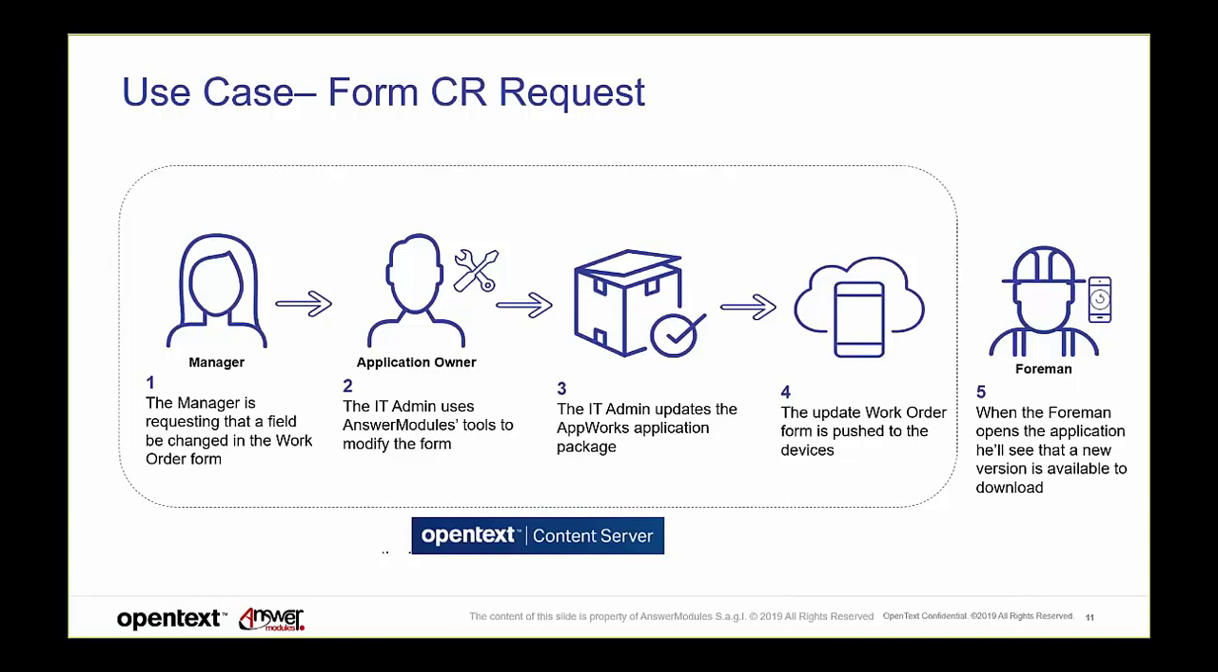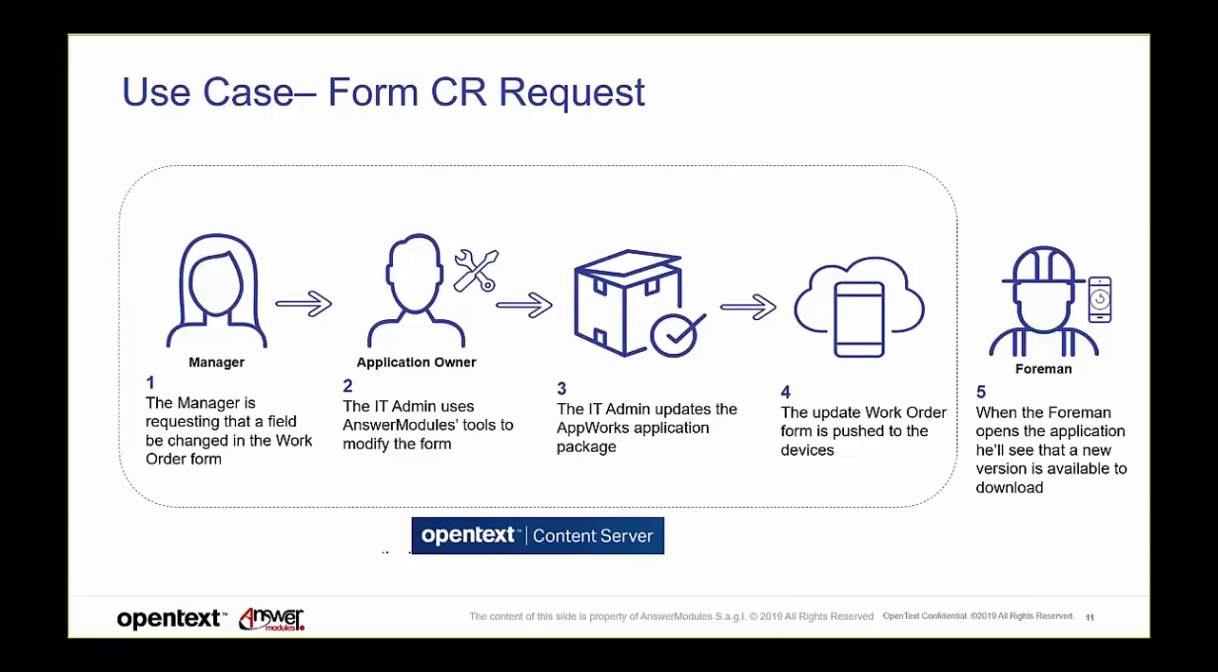Once that application package has been updated and submitted, a new version of the work order form will actually be pushed to the device of the relevant foreman. So when the foreman opens up his device and his application, he'll be notified. He'll see that there is a new version of that form available for download and available for use.